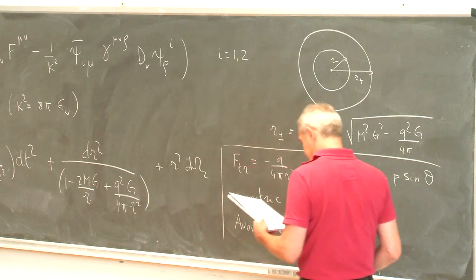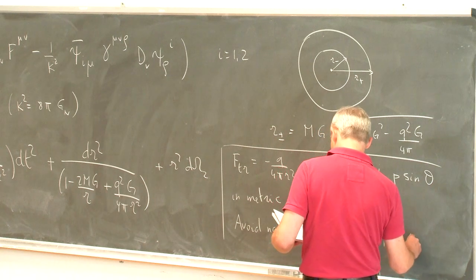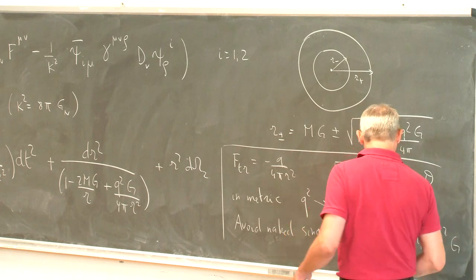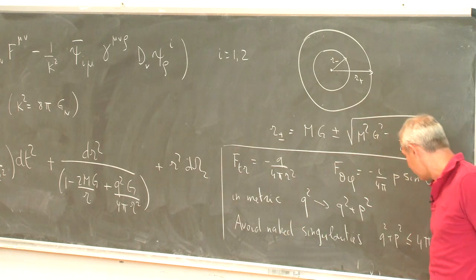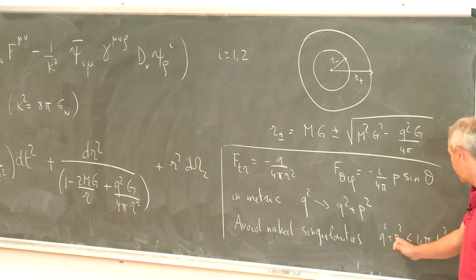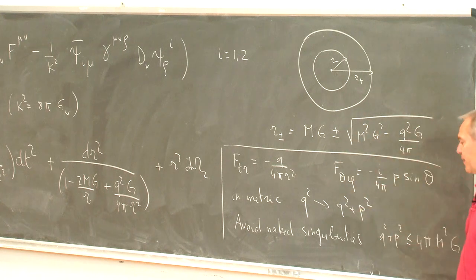You get naked singularities. And so to avoid naked singularities, we must have that Q squared plus P squared must be smaller than 4 pi M squared over G. And when the equation is satisfied, or when the inequality is saturated, that's precisely the case of extremality, which is demonstrated here for P equals 0. When P is equal to 0, Q equals M squared is precisely when this is vanishing. But in general, the charge cannot be too large, because then you create naked singularities.